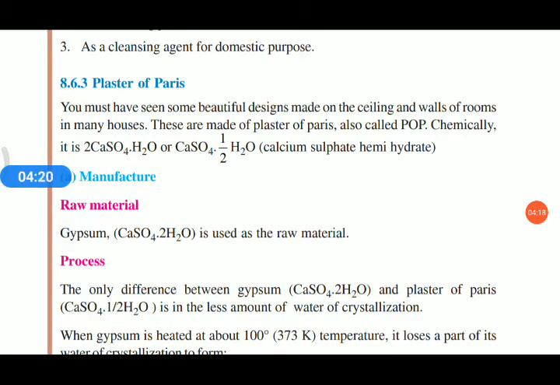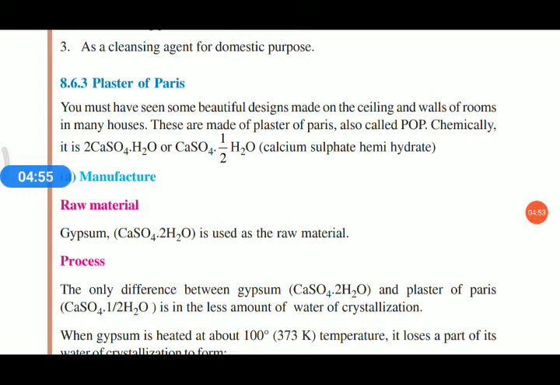Another salt is plaster of Paris. Plaster of Paris is a white powder. You can see many beautiful designs made on ceilings and walls of rooms and many dolls. All these use plaster of Paris. We simply call it POP. Its chemical formula is 2CaSO4·H2O or CaSO4·½H2O, calcium sulfate hemihydrate.